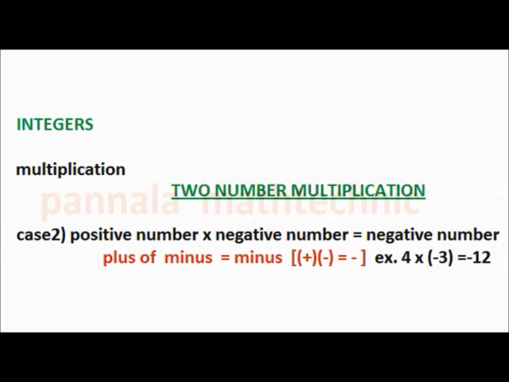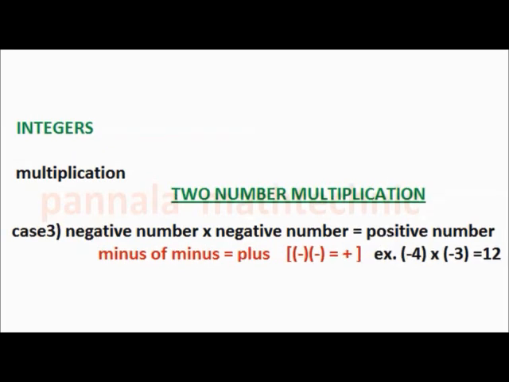Now in case 2, a positive number when multiplied with a negative number, the result is a negative number. So plus of minus becomes minus. That is, 4 is the positive and 3 is a negative number. 4 into minus 3 becomes minus 12. 12 is a negative number.